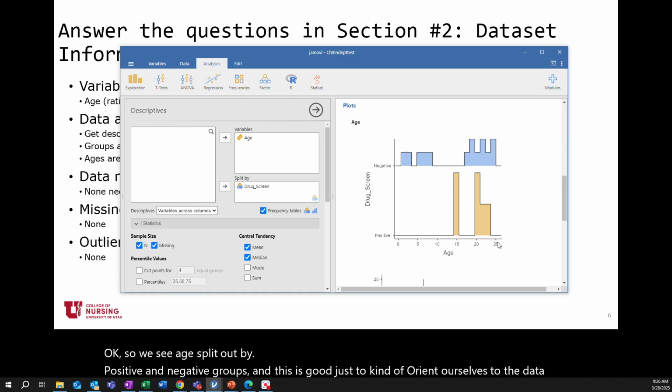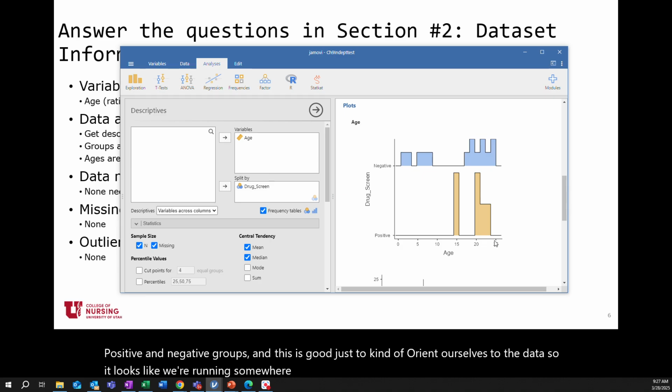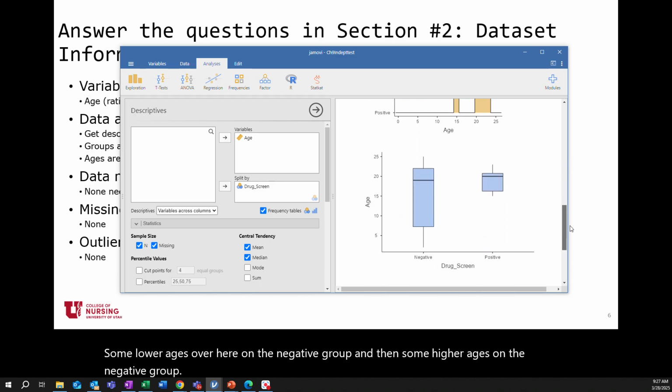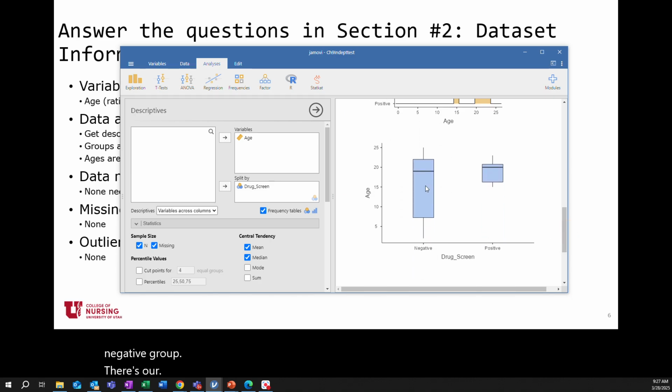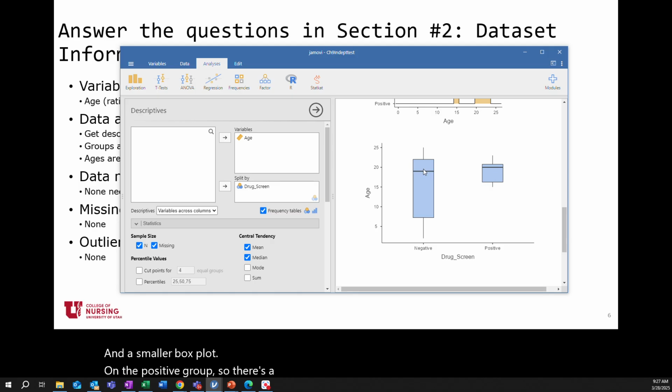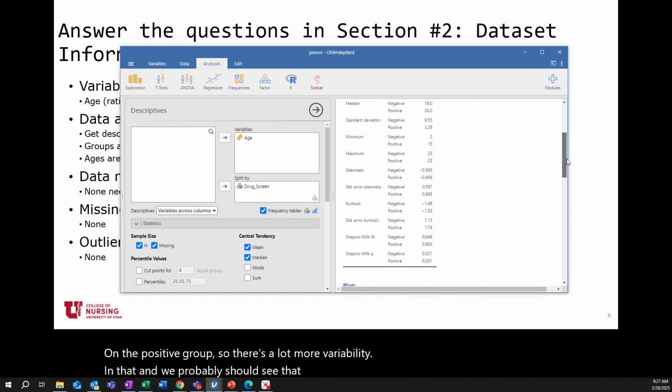So it looks like we're running somewhere between 15 and 25, and then we have some lower ages over here on the negative group, and then some higher ages on the negative group. There's our box plots. We can see we have quite a bit bigger box plot on the negative group, and a smaller box plot on the positive group, so there's a lot more variability in that, and we probably should see that in our descriptive statistics.